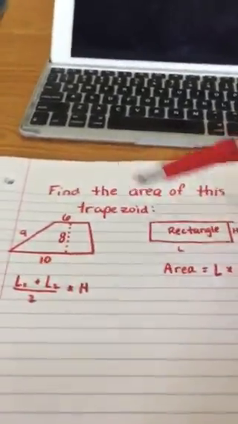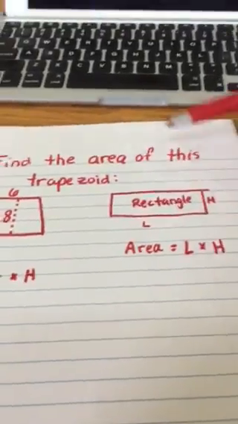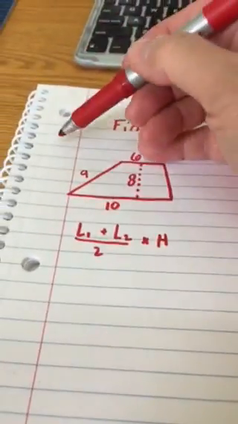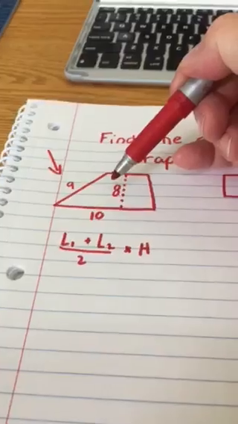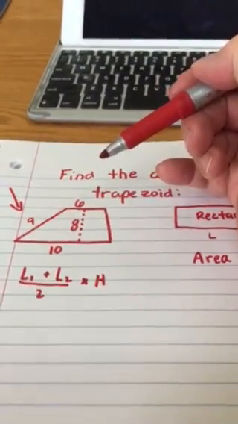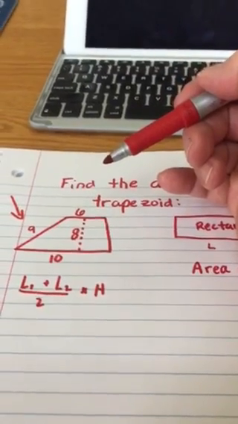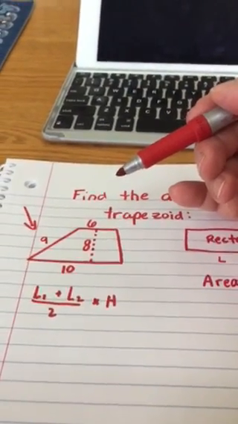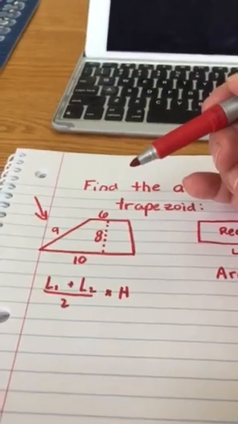So I have a problem here in front of me, and on my problem, I want to find the area of this trapezoid. So this is what I'm looking at, this trapezoid right here. And I'm going to show you how I would do this. Now, I don't expect you to tell me exactly what the video said to do, but how do you interpret some problem that I give you?